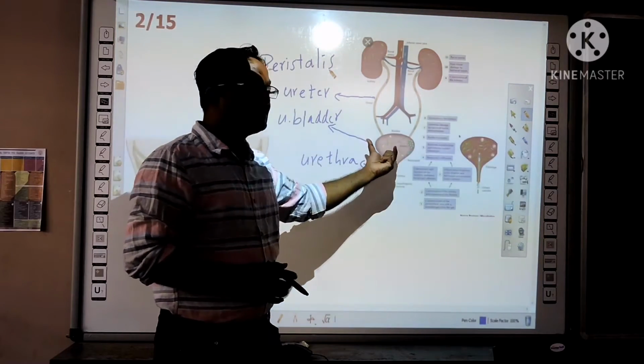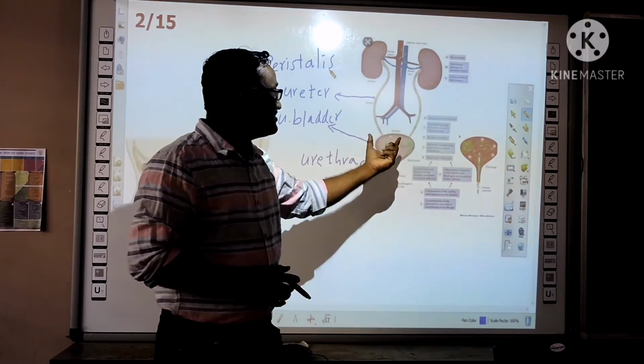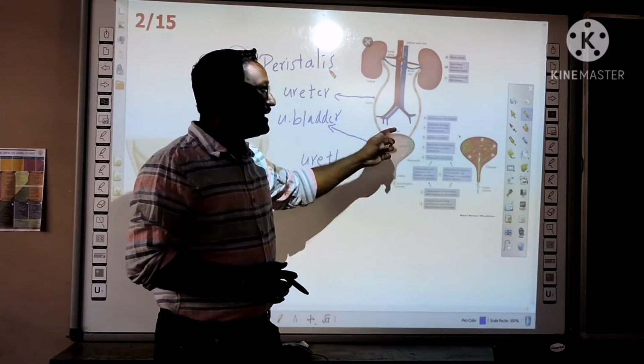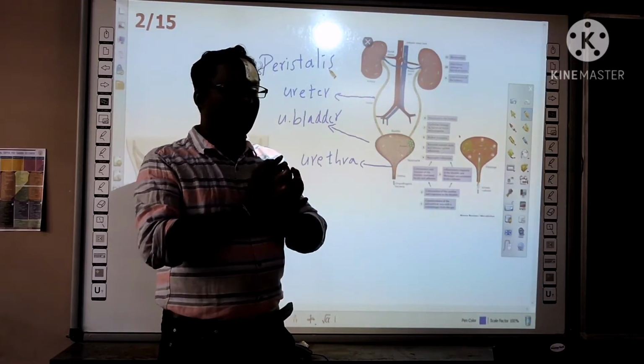The urinary bladder is pear-shaped. It is a muscular structure, elastic in nature. The walls are made of elastic muscles. That's why the bladder can expand.